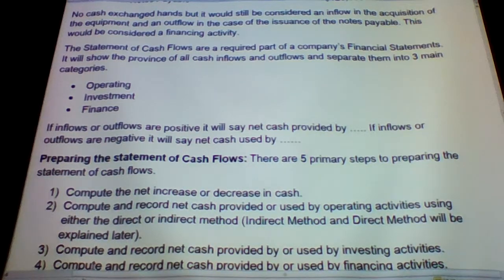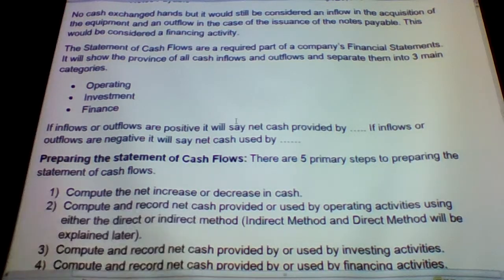The statement of cash flows is a required part of a company's financial statements, and it will show the provenance of all cash inflows and outflows and separates them into three main categories: operating, investing, and financing. If inflows or outflows are positive, it will say net cash provided by whatever type of inflow or outflow it was. If inflows or outflows are negative, it will say net cash used by operating, investing, or financing, whichever type of inflow or outflow that it was.